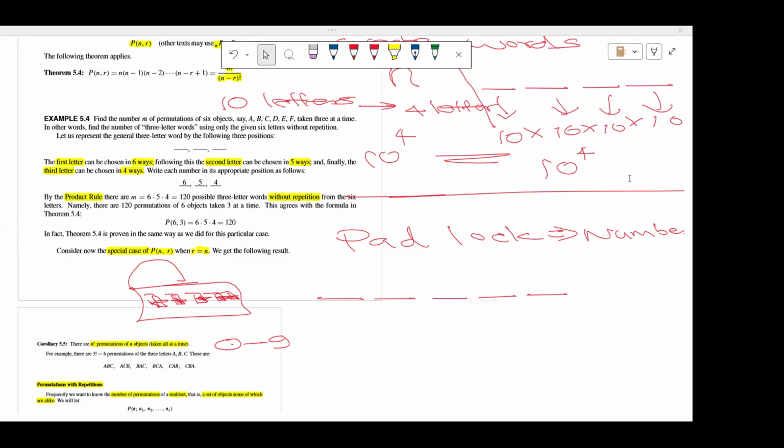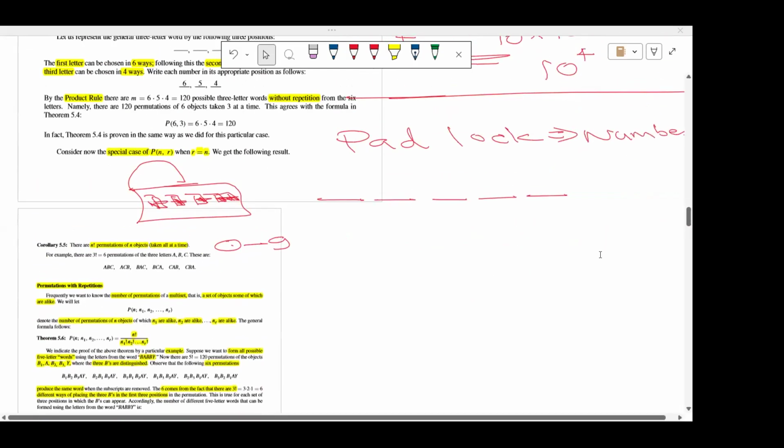So maybe for this question, you can utilize which equation? Which equation do you utilize? Tell me. NPR or n to the power r. Which equation can you utilize to find out the answer for this? What is the reason for that?